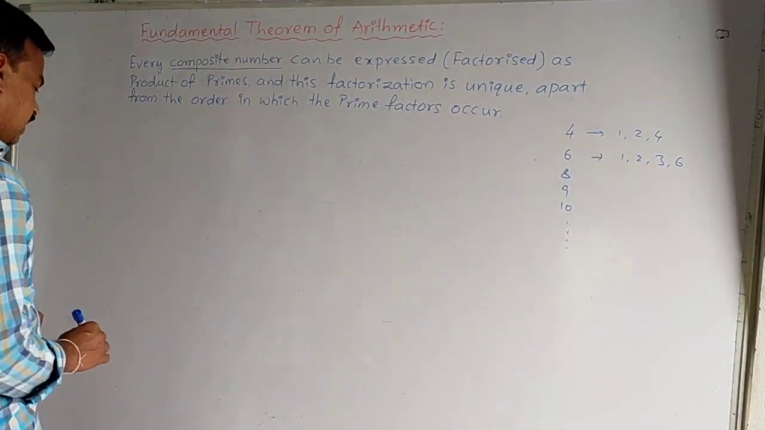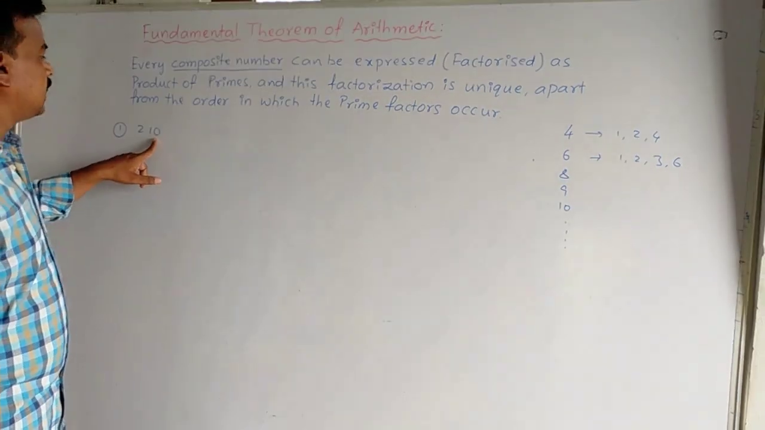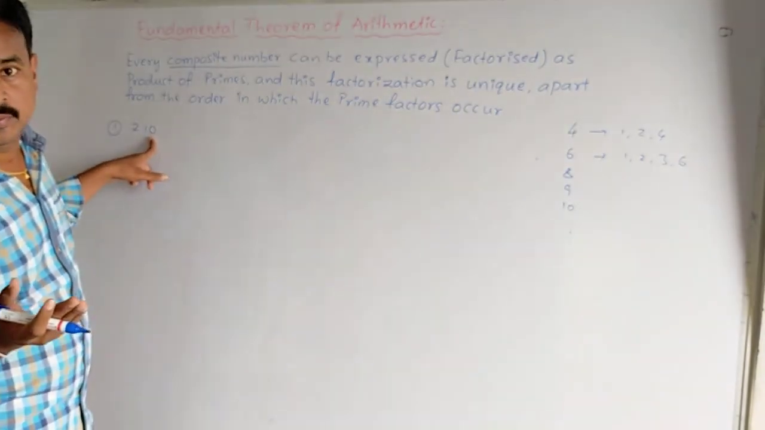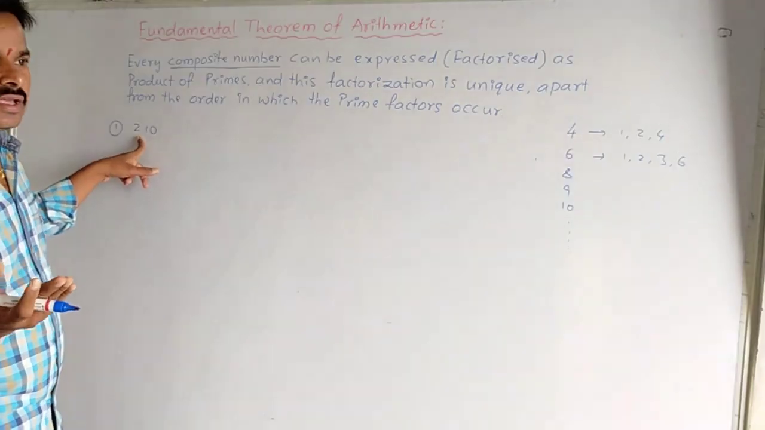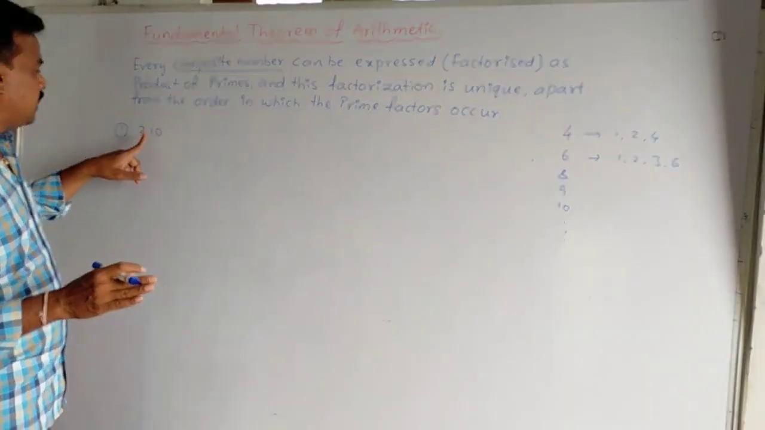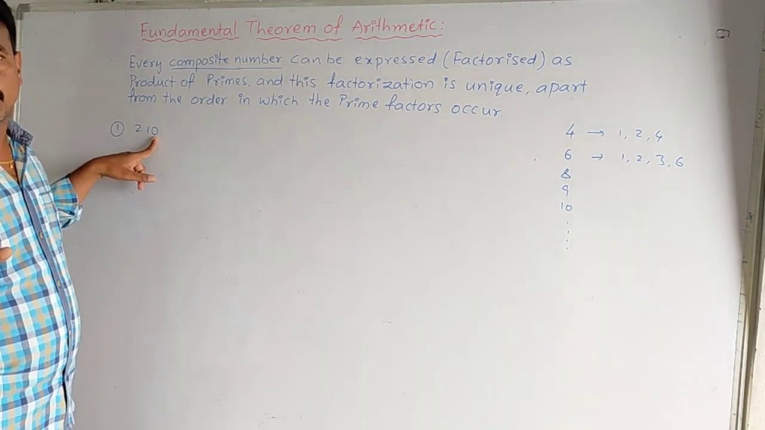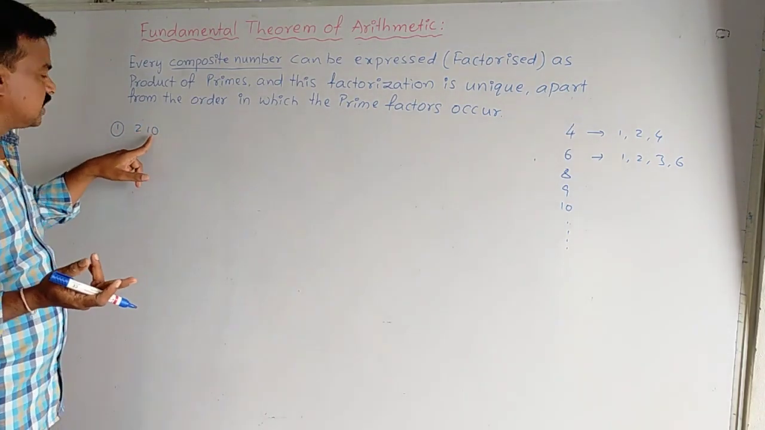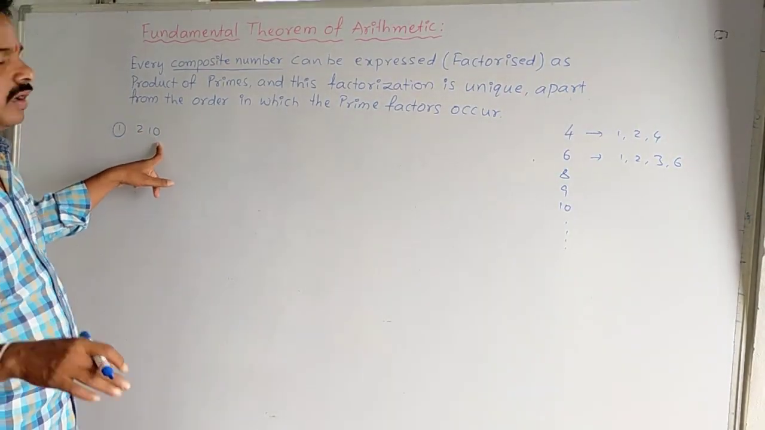Okay, now we have to take one example: 210. You see here 210 is a composite number. How can we say 210 is a composite number? If a number has more than two factors, then it is a composite number. By the division rules, this number ends with 0, that's why it is divisible by 2. That is why 210 has more than two factors, because of 1 and itself, and one more, 2, because 2 divides this number. So it is a composite number.